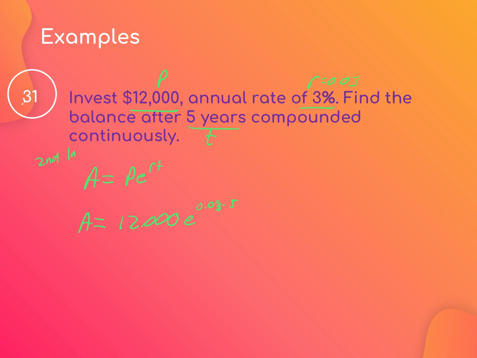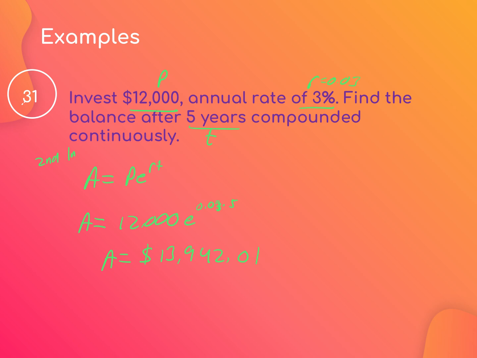Even in the next lesson, we're going to talk about what ln is. But for now, you should know that to find e on the calculator, it's second ln. So it's going to be e to the 0.03 times 5, and then that number times 12,000 is going to get you A equals $13,942.01.